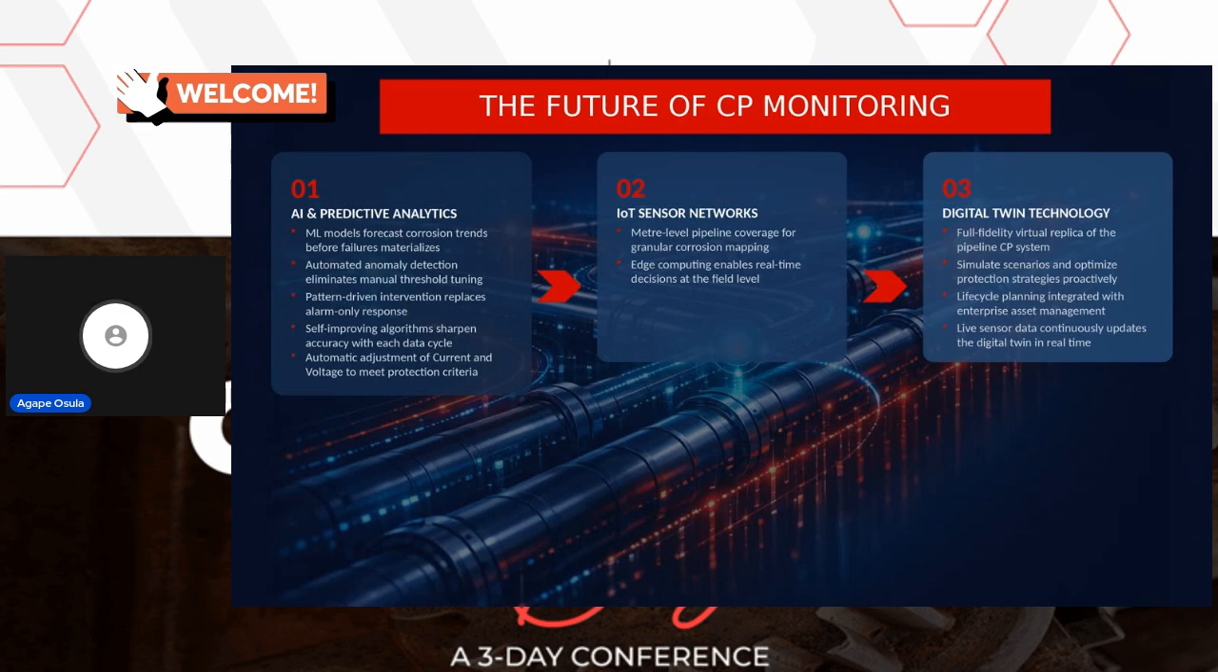Of course, we talk about digital twin technology currently. Many companies are implementing it, where you can manage your field remotely. And this will also help. So even as you're monitoring your valves, your pressure vessels and flows and those kind of things from the office, you can do exactly the same thing for your CP system. I know precisely what corrosion rates you are going to have on your pipelines based on what you have implemented. Okay, of course, life cycle planning, you can plan integrated with your enterprise management. Of course, live sensor data, continuous updates, and digital twin and real-time analysis you can do.